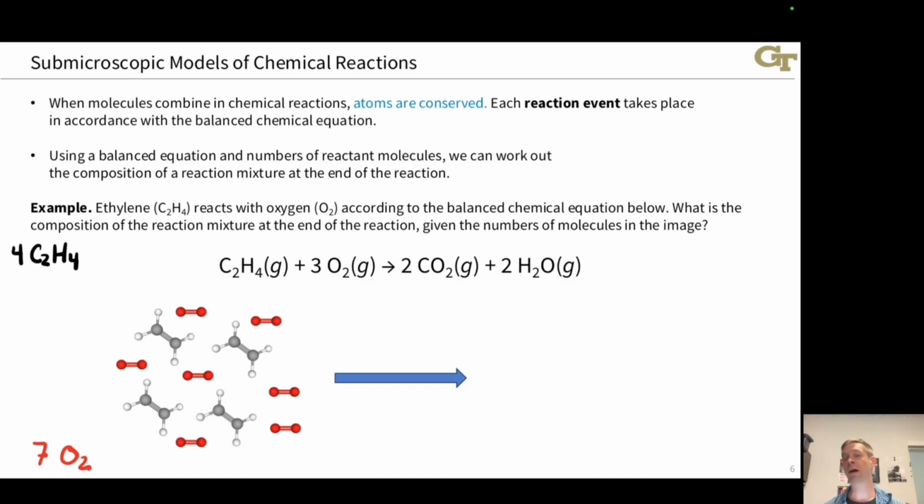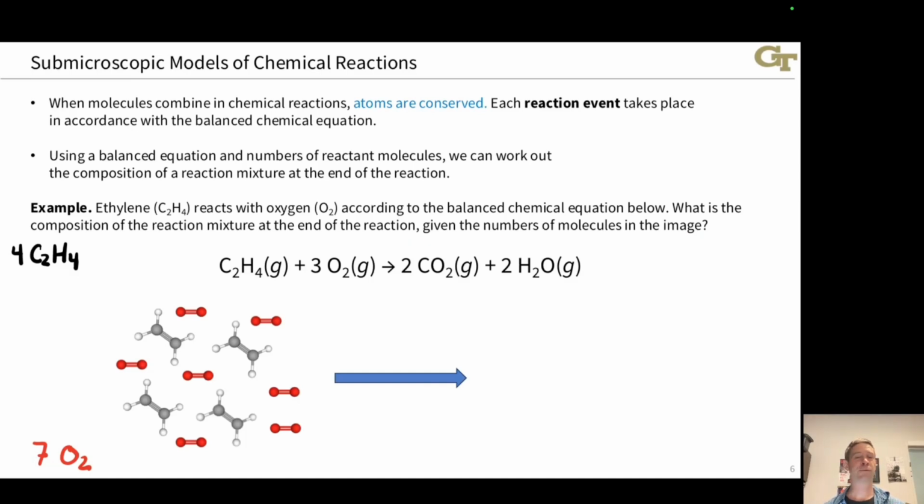Ethylene reacts with oxygen in a combustion process to give carbon dioxide and water, and a balanced chemical equation for this process is shown right here. Let's imagine a molecular level situation where we have 4 ethylene molecules, that's C2H4, and 7 O2 molecules, 7 oxygen molecules. What's the composition at the end of the reaction given the number of molecules in the image?